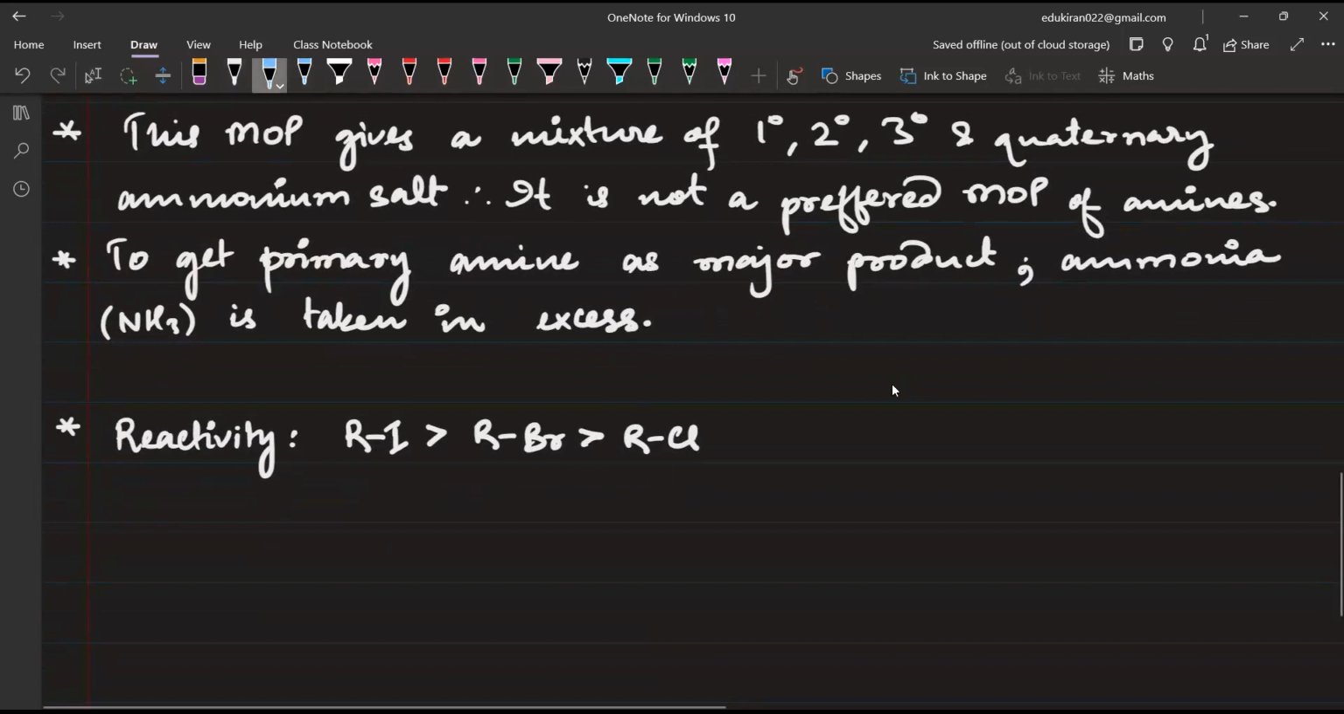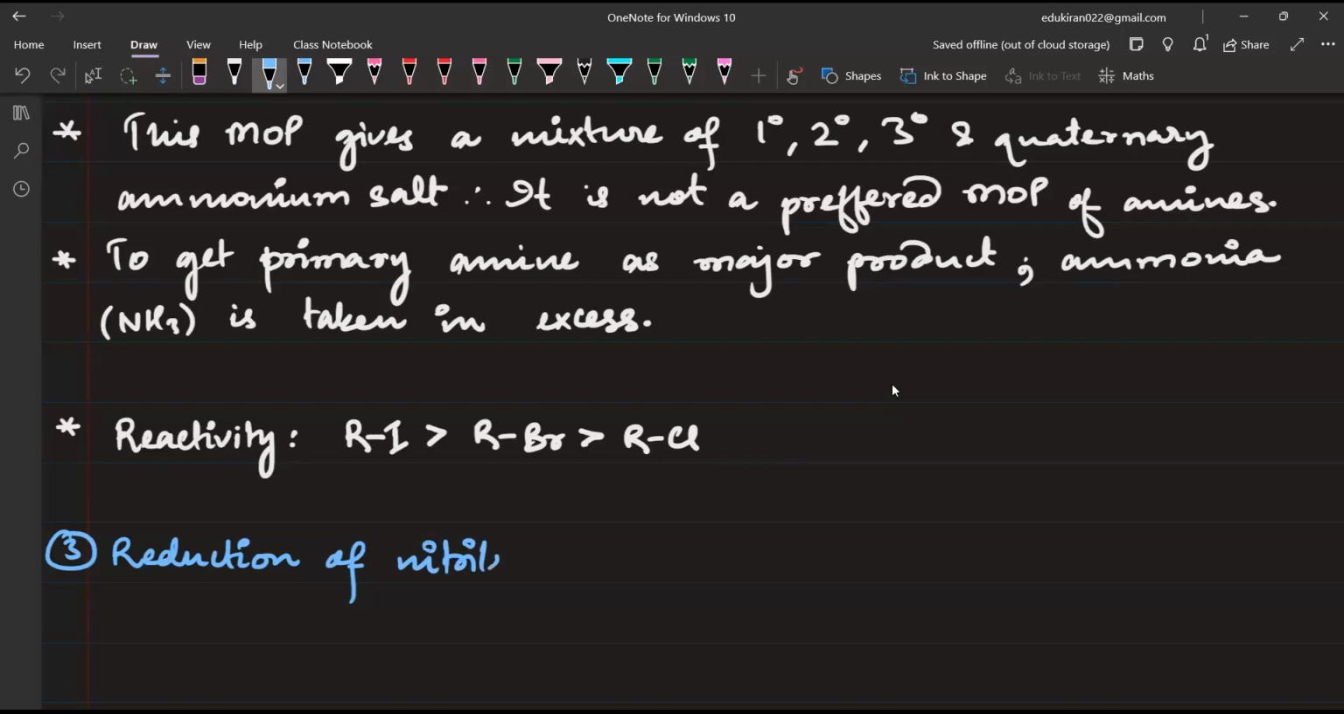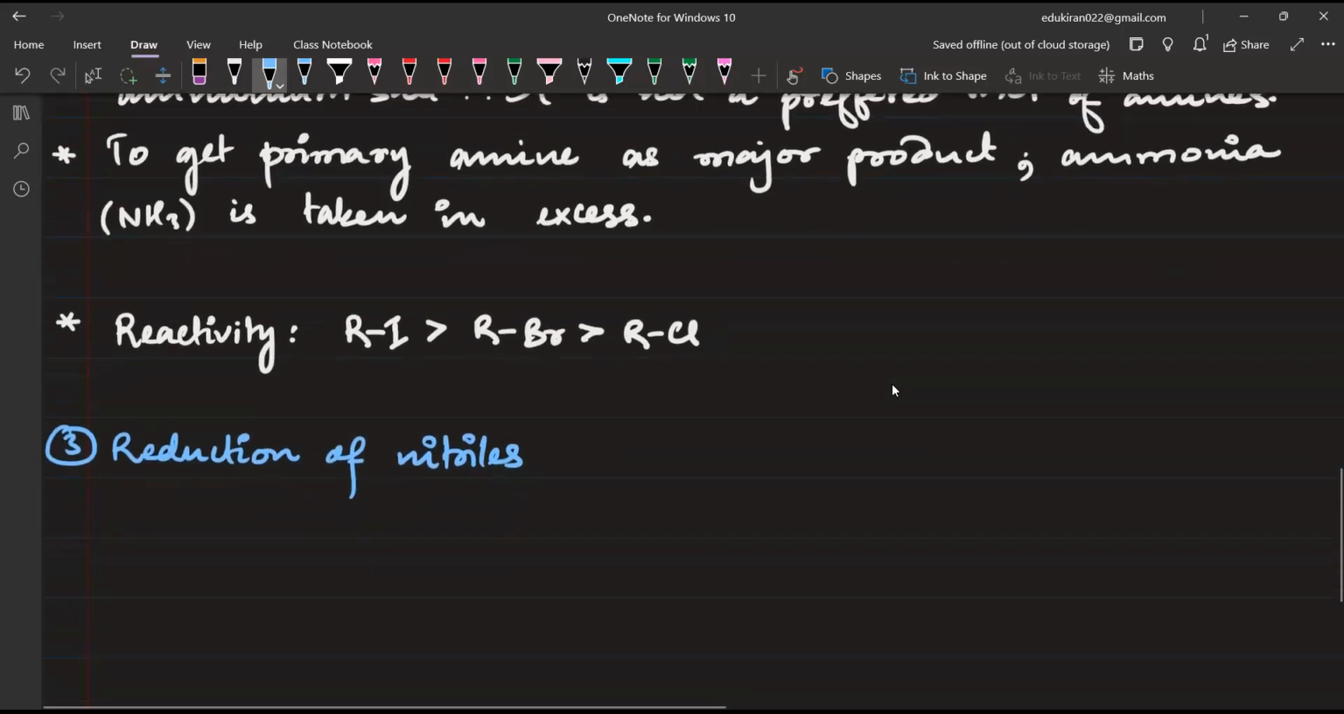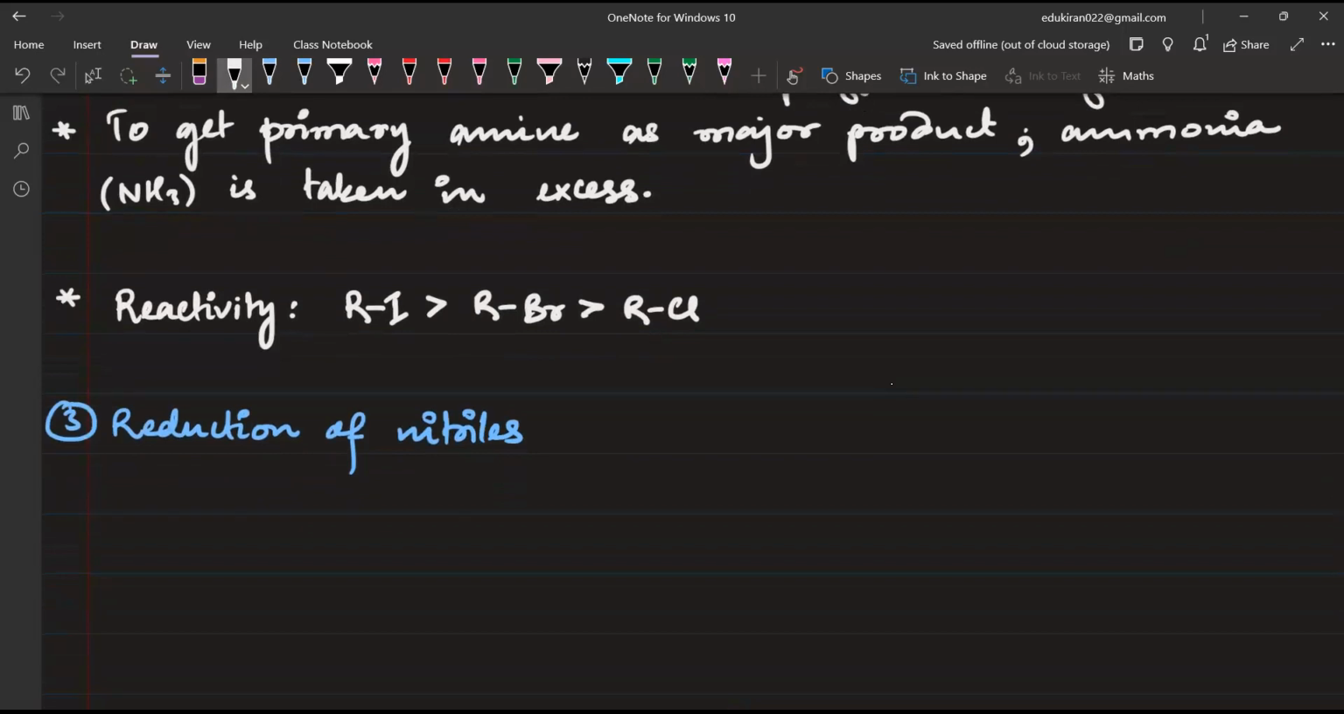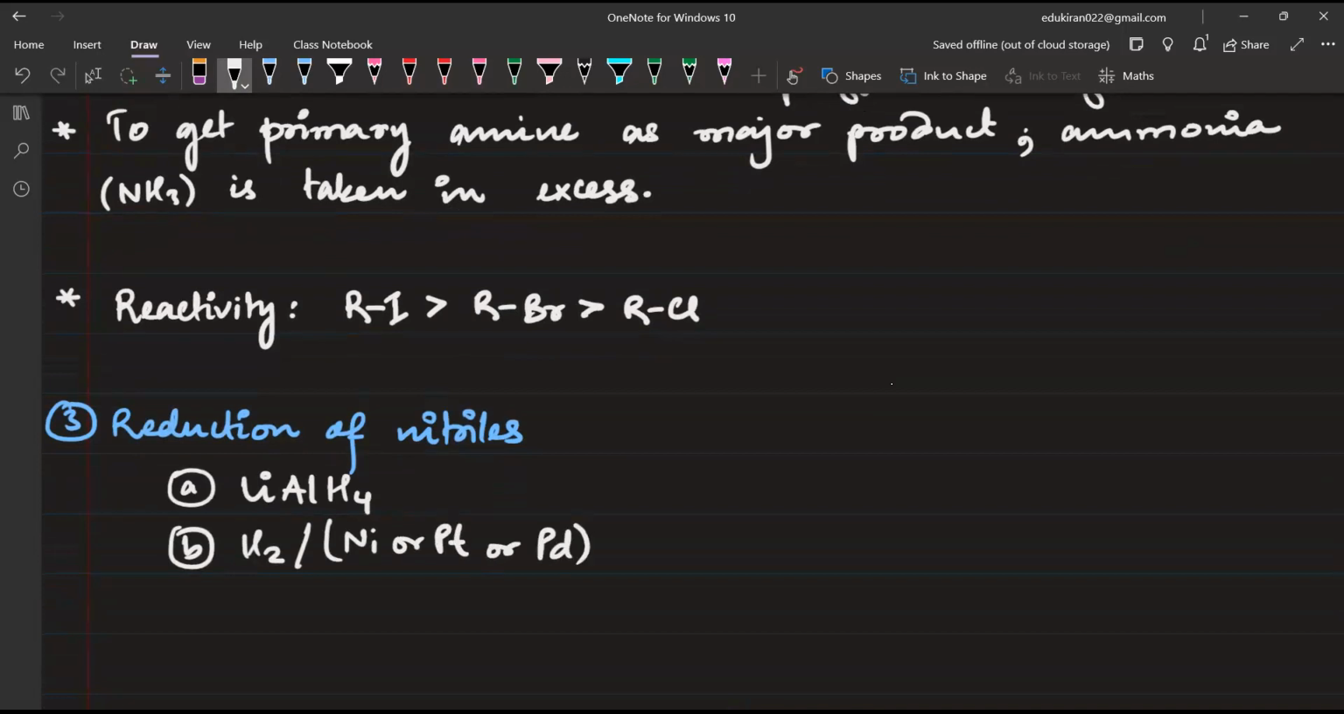After this, you will write the third method of preparation, reduction of nitriles. Now, there are three reagents that we can use for reduction of nitriles. We can use lithium aluminium hydride. That is the best reagent that you can remember. We can also use hydrogenation in the presence of nickel or platinum or palladium. And the last that you can remember is sodium amalgam.